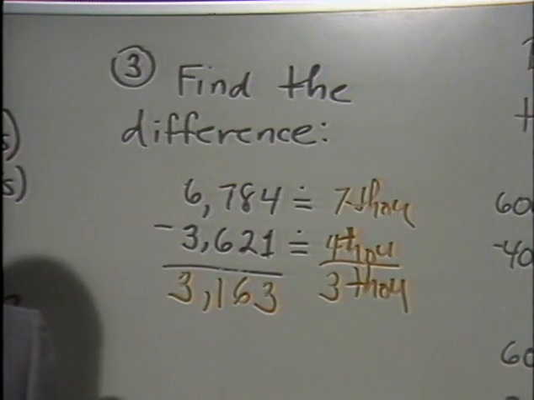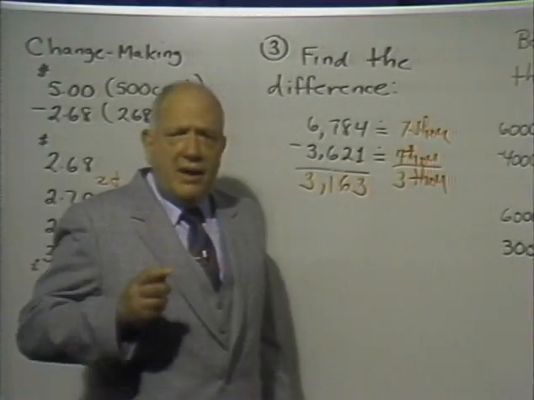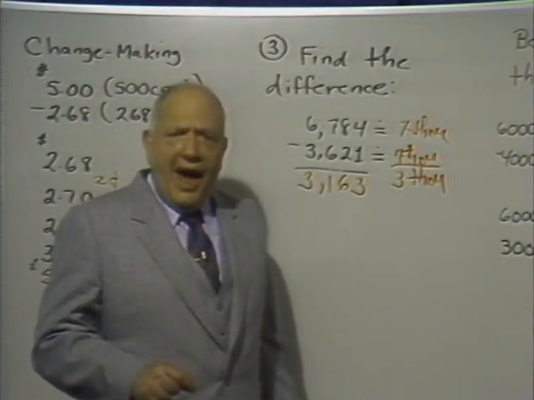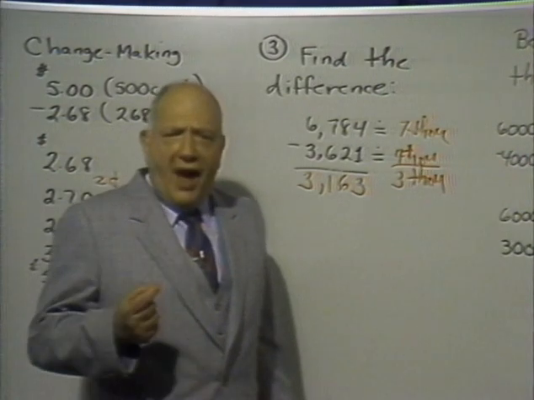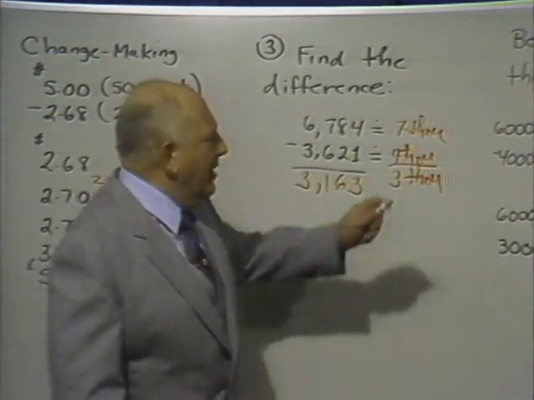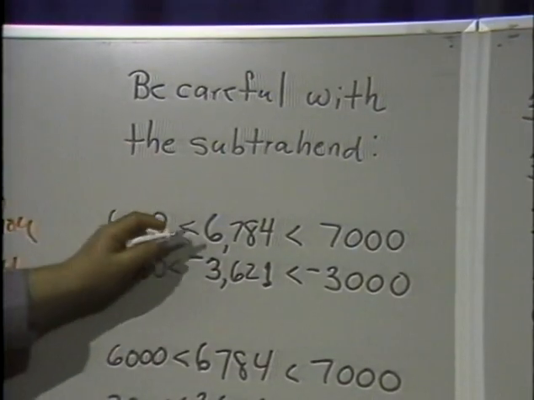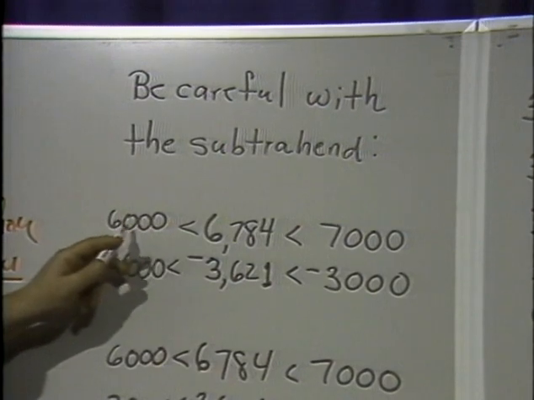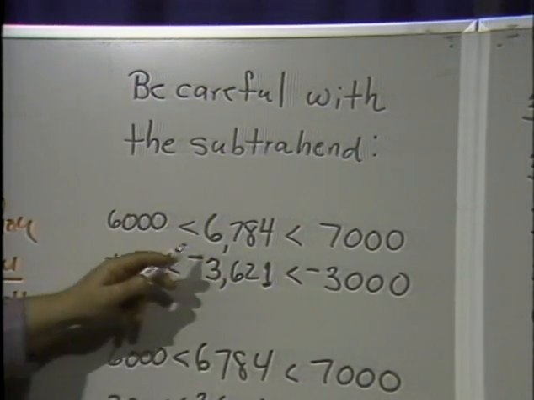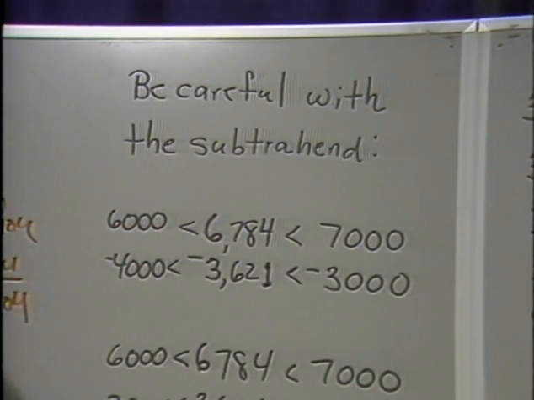And by the way, if you are going to round off and do what we did when we're adding, be very, very careful when you're subtracting. See, when you add, the more you add, the more you have. When you're subtracting, the less you take away, the more you have. For example, if you wanted to do the same problem, see, be careful with the subtrahend. If you wanted to do this problem by locating this between upper and lower bounds, notice that 6,784 is between 6,000 and 7,000.